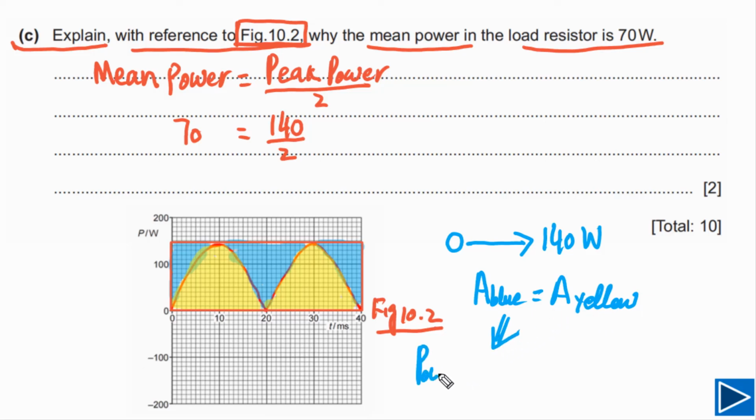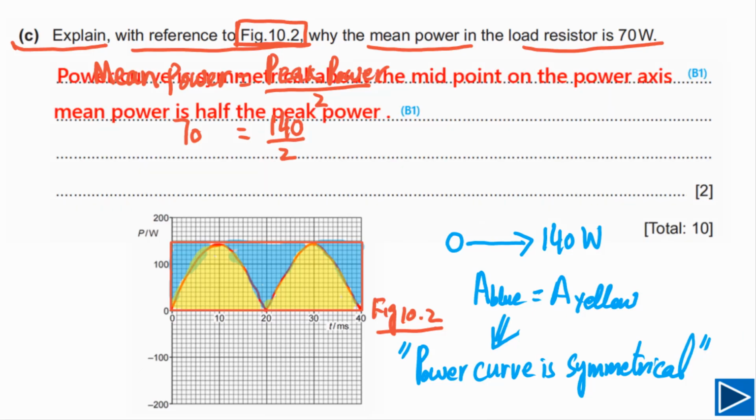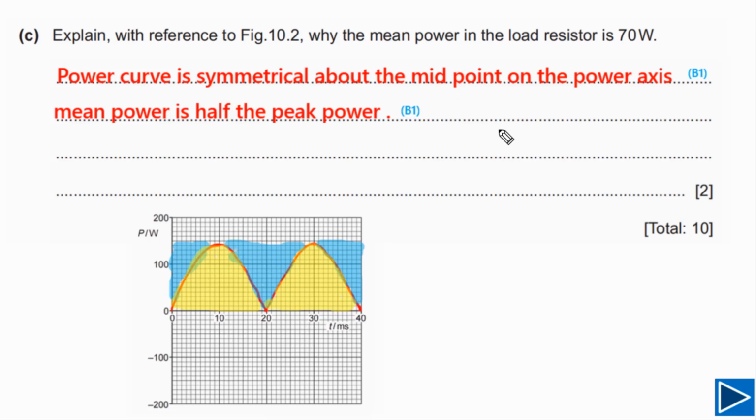Or simply we can say why the blue area is equal to the yellow area. The reason is because the power curve is symmetrical. That's the reason these two areas are equal, and the mean power dissipated is equal to 70 watts. So this is the point we have to write down in our answer. Let me show you how you can write down your answer. If you write down these 2 points, you will get 2 marks. Power curve is symmetrical about the midpoint on the power axis. So you can see it is symmetrical. And mean power is half of the peak power. If you write down these 2 points, you will get 2 marks.